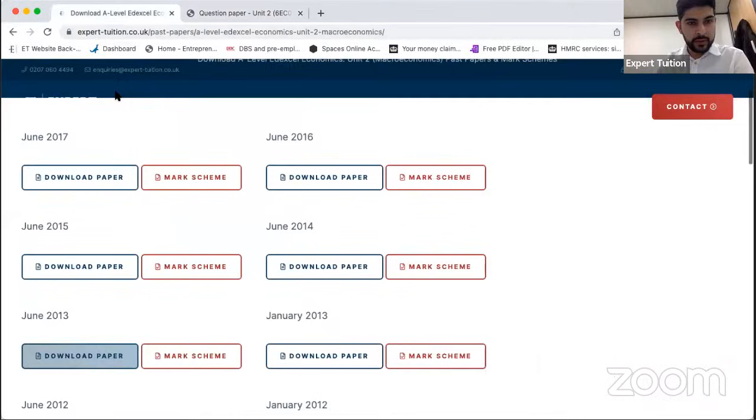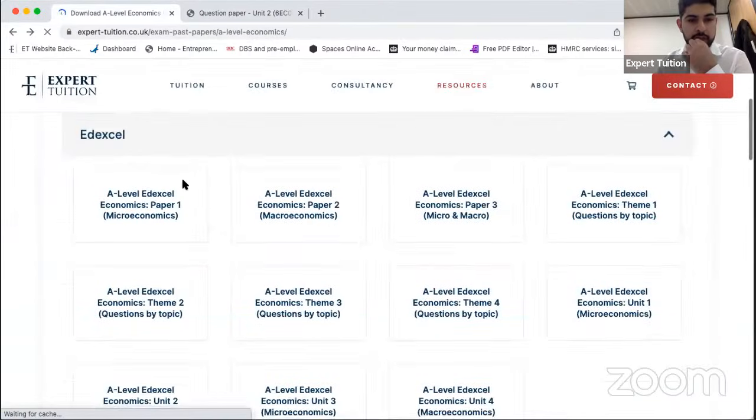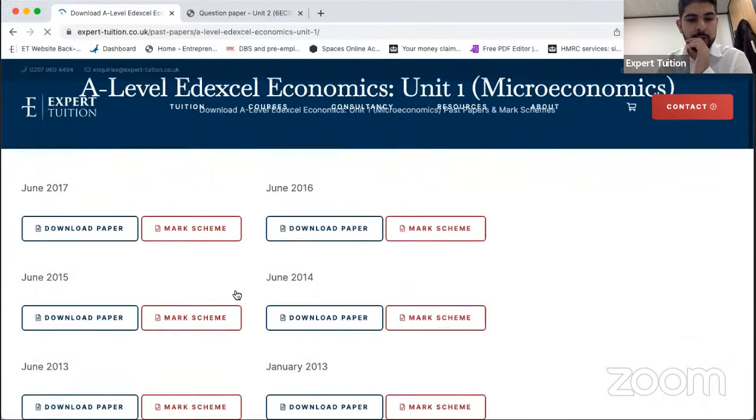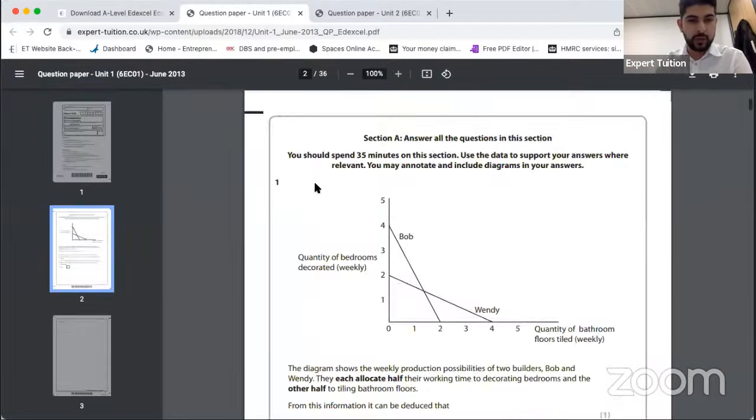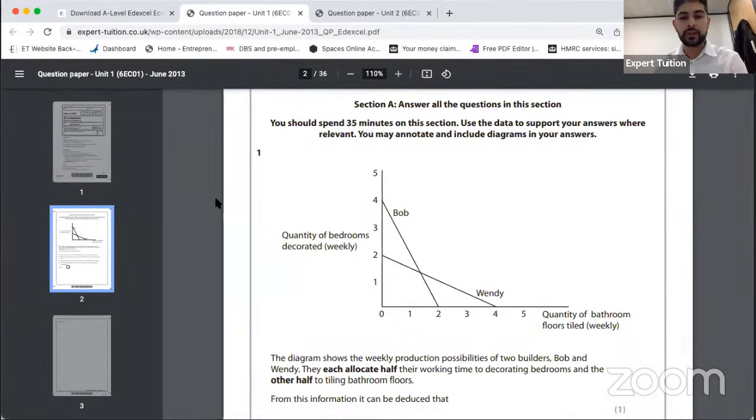Right, so back. In the June 2013 paper, unit 1, over here, if it will load, here we go. They had the following question as question number 1, Bob and Wendy. It basically says the following. The diagram shows the weekly production possibilities for two builders, Bob and Wendy, Bob the builder, by the way, just out of interest. They each allocate half their working time to decorating bedrooms and the other half to tiling bathroom floors. From this information, it can be deduced that, okay, right.